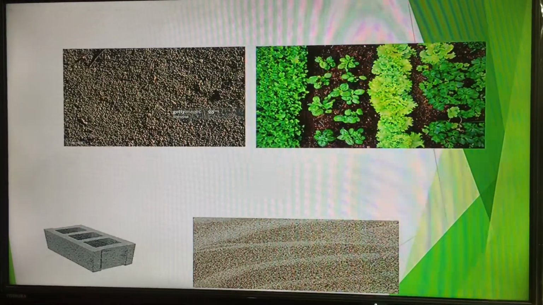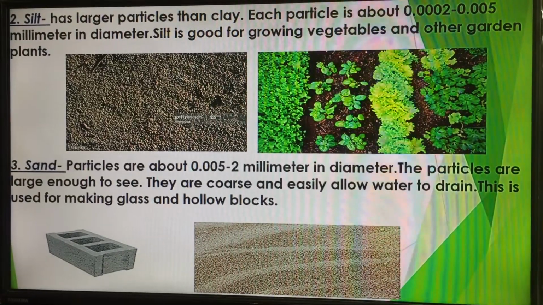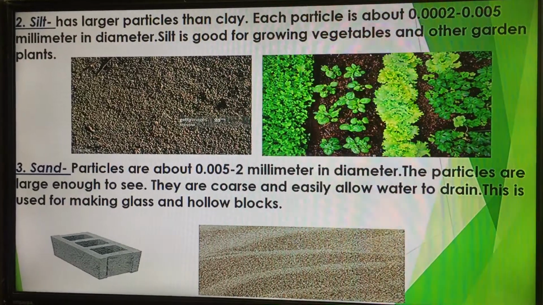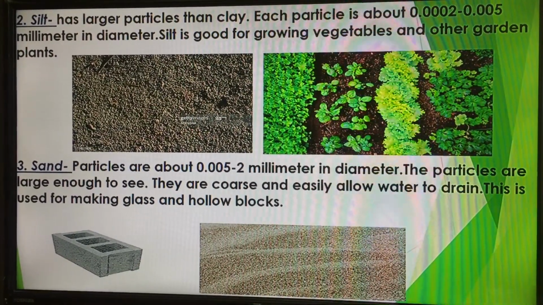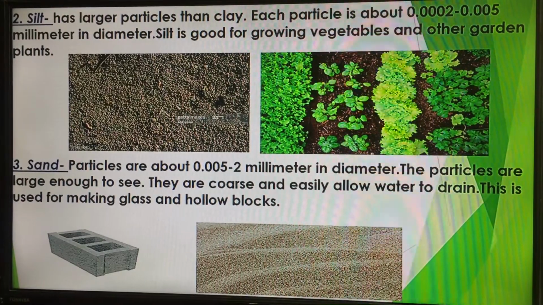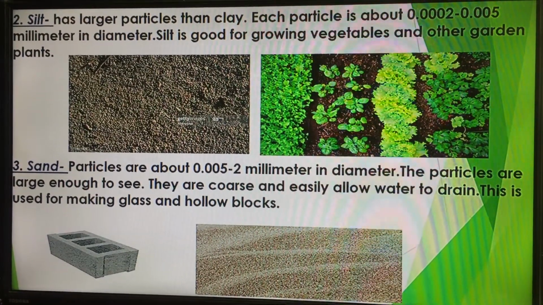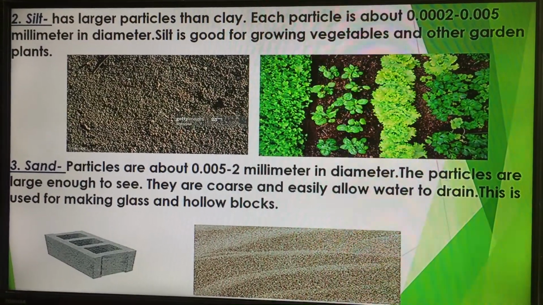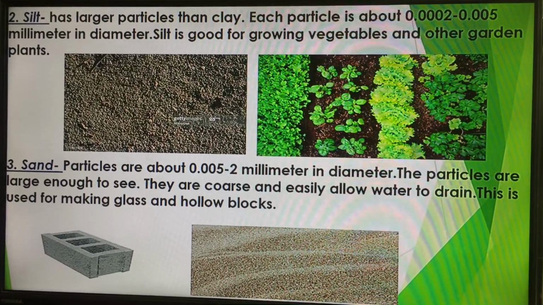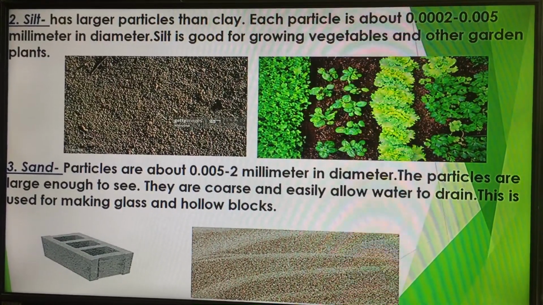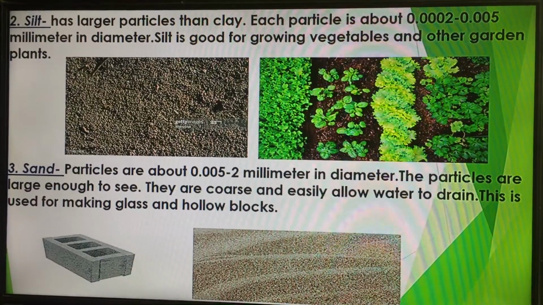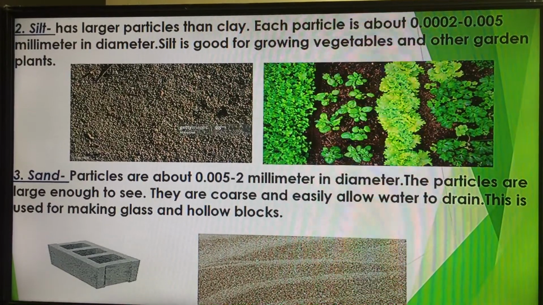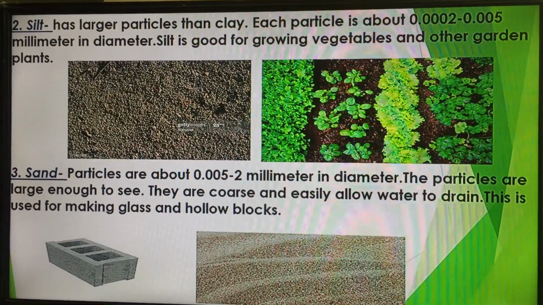Next one, silt. Silt has larger particles than clay. Each particle is about 0.002 to 0.005 millimeter in diameter. Silt is good for growing vegetables and other garden plants. So you can see in the picture, silt is good if you have to plant vegetables and other garden plants.